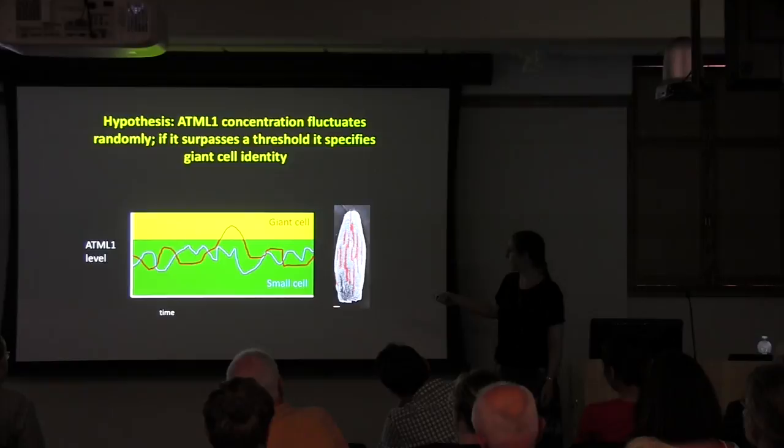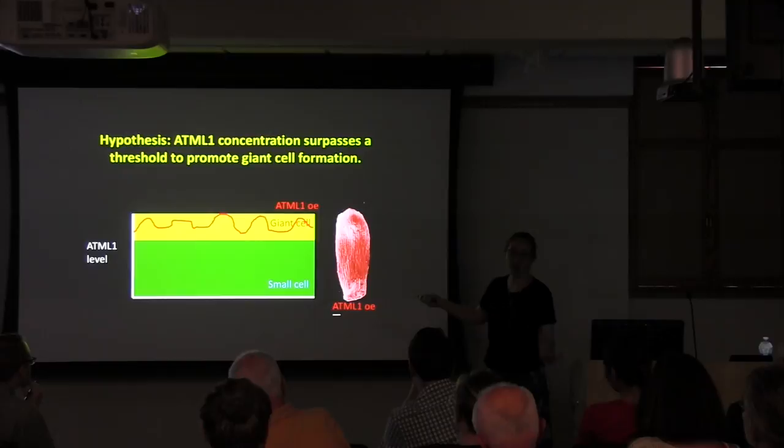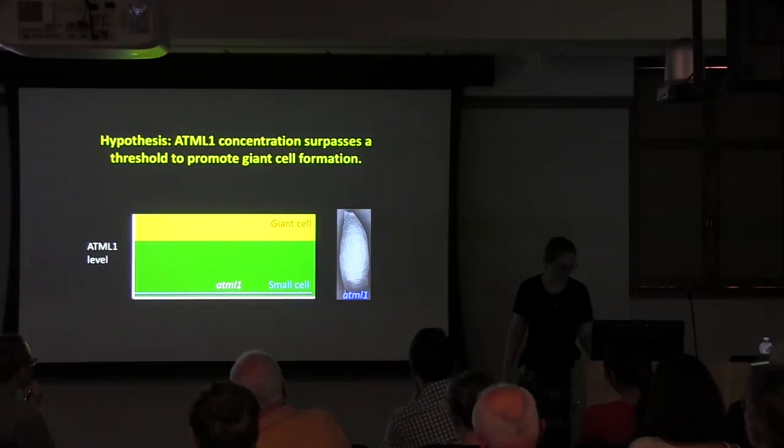This fits with our genetic data. So if we increase the expression of ATML1, we're going to bump all this fluctuation up above the threshold, and now everything's going to become a giant cell. In the ATML1 mutant, now everything's below the threshold, and nothing's going to become a giant cell because there's no ATML1. Okay, so now we need to test this by live imaging.